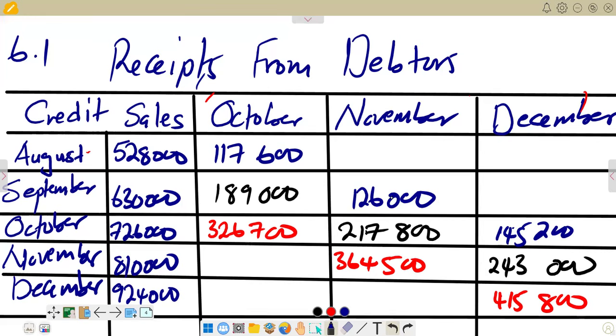Then this one is for November, and we are taking it from September. We are saying 0.2 times 630, then we get 126,000. So these are the amounts that we have. We have got those allocations every 3 months. Then that 5%, we are going to ignore it since it's a non-cash item.